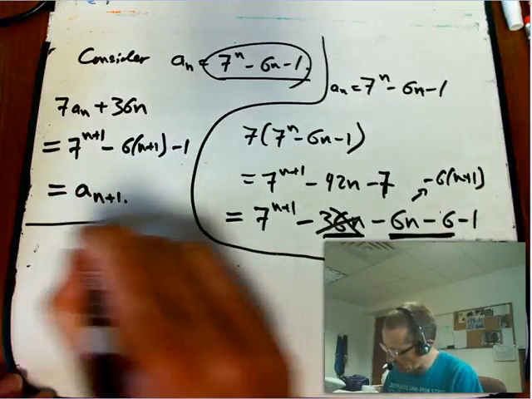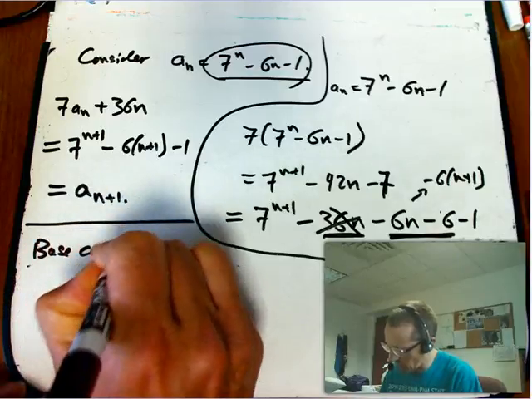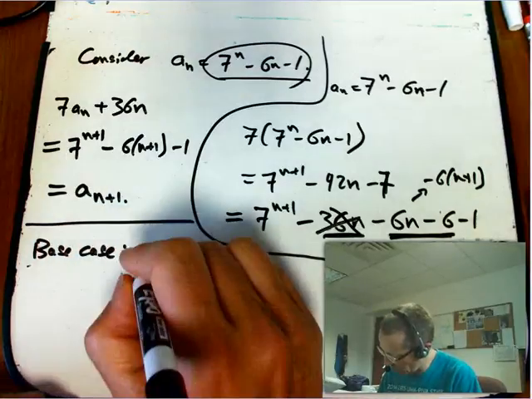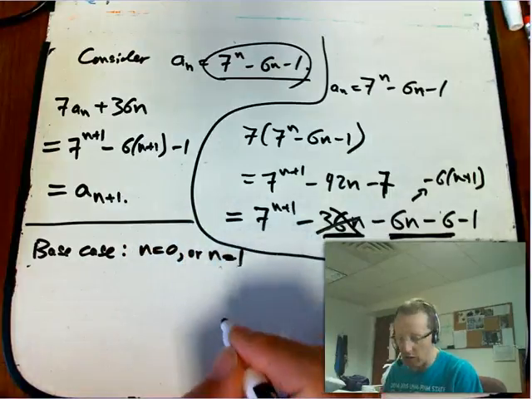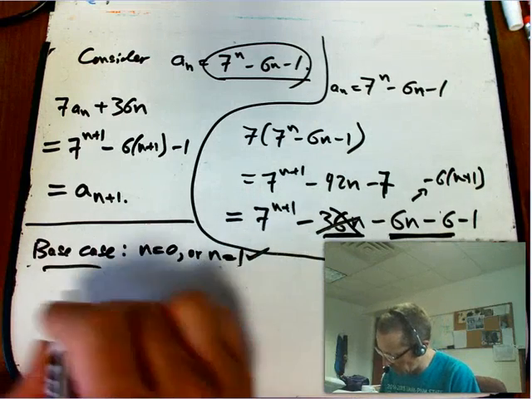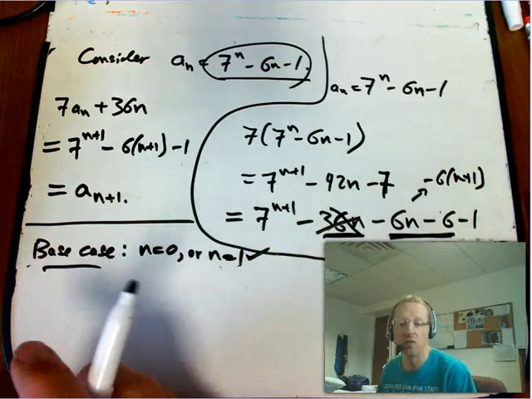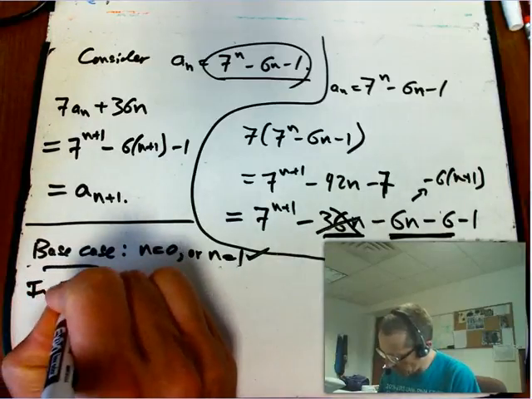Okay, so now we're ready for the proof by induction. Base case: well, we did plenty of base cases. N equals 0, or if you like, start at n equals 1, or n equals 2, 3, 4, 5, we checked them all. So that's good. Don't forget that though, because you can get into real trouble not proving your base case. Now the inductive step.